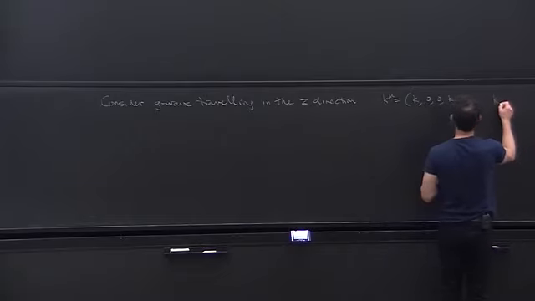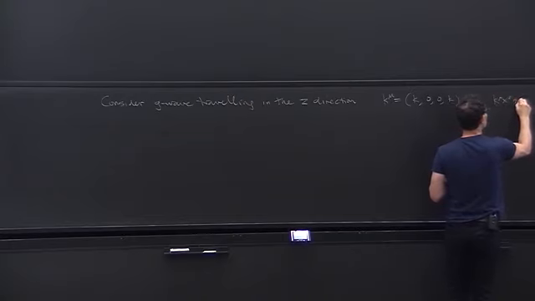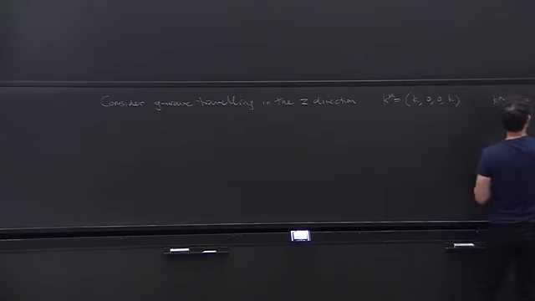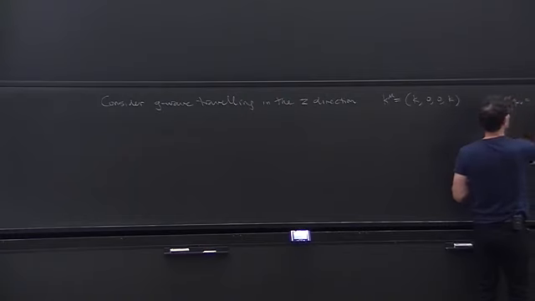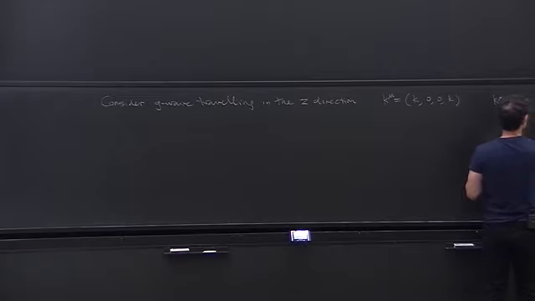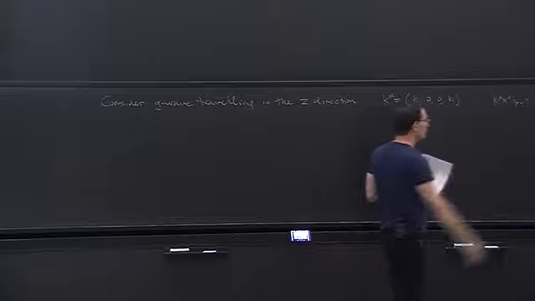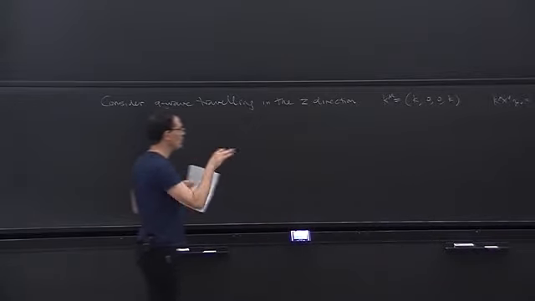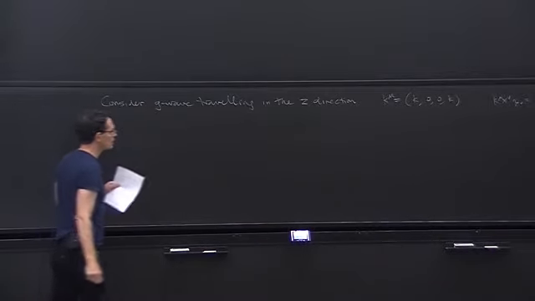So k_μ x^ν η_μν is equal to minus kt plus kz. So that's k(z minus t). So obviously the wave is moving along in the positive z direction at the speed of light.